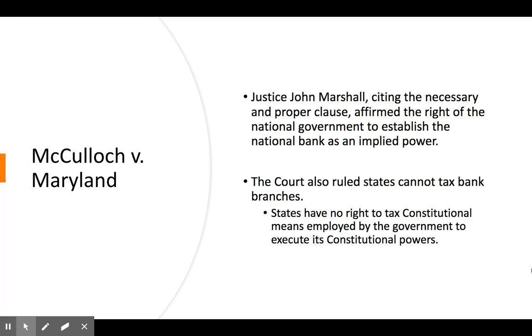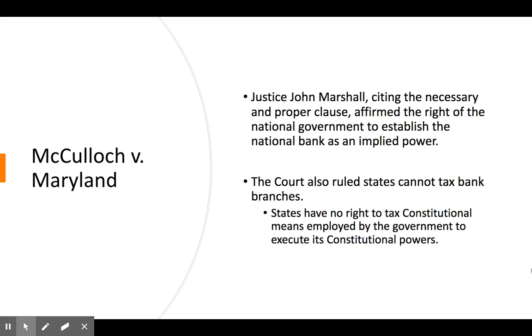So to answer the first question, Justice John Marshall is going to cite the necessary and proper clause. Remember that clause says that Congress can pass any law to carry out its enumerated powers. And he says that clause affirms the right of the national government to establish the national bank as an implied power. So enumerated powers of the federal government include borrowing money, coining money, and taxing. So it is implied that they also have the power to establish a national bank.